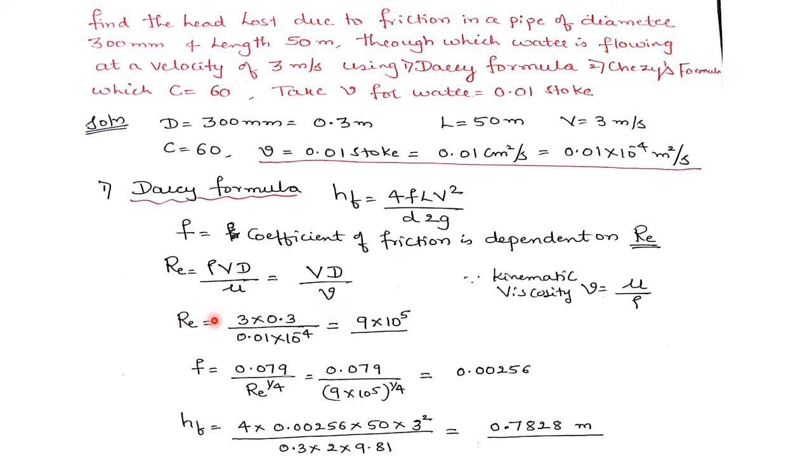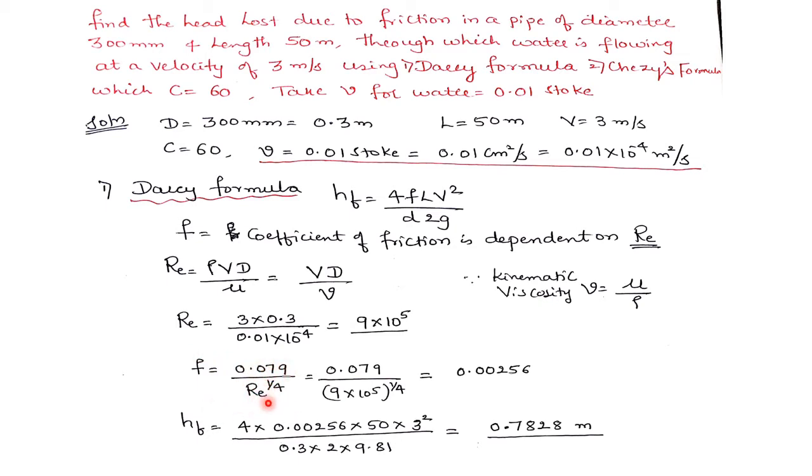So let us substitute the values here. Reynolds number is equal to velocity is 3, diameter is 0.3, kinematic viscosity is 0.01 into 10 to the power minus 4. Reynolds number is a dimensionless number. So it is 9 into 10 to the power 5, which is greater than 4000, that means the flow is turbulent flow. So for turbulent flow, this friction coefficient, it is coefficient of friction, is calculated by using this formula.